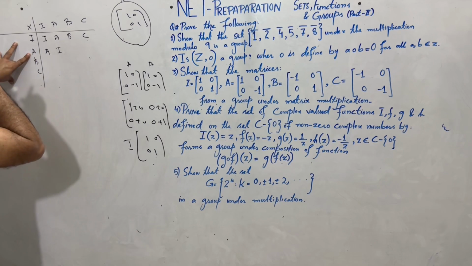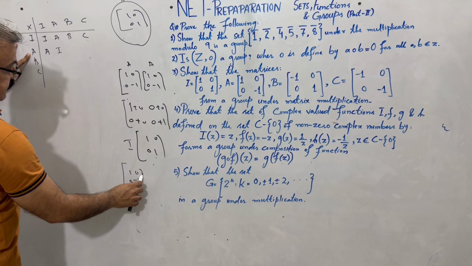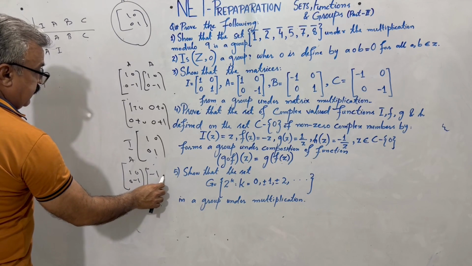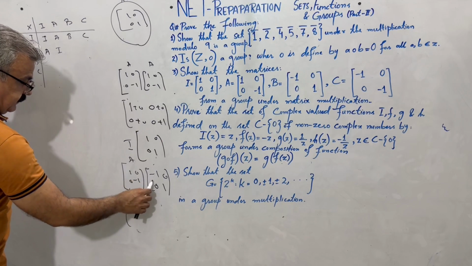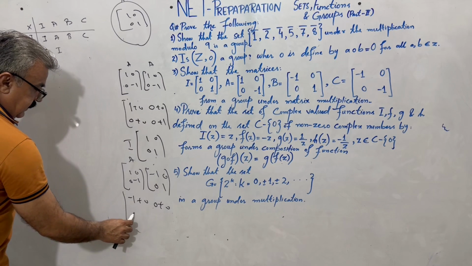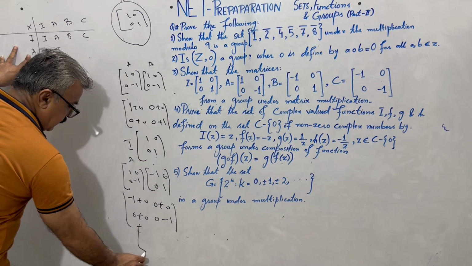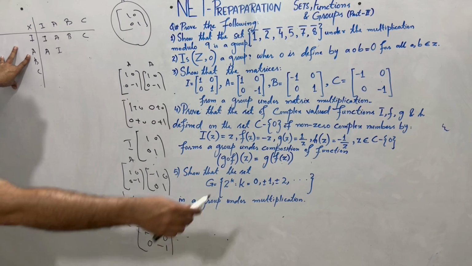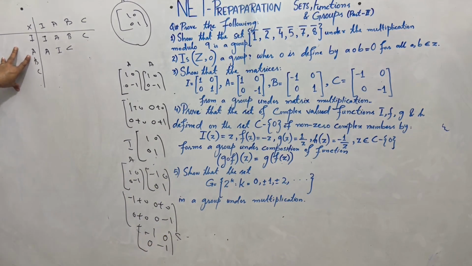Similarly, if I multiply A with B, my A is [1 0; 0 -1]. This is our A. What about B? We have [-1 0; 0 1]. Multiply them. 1 times minus 1 plus 0, same. 0 plus 0 here, it's 0, 0, 0 and it's our minus 1. We will get [-1 0; 0 -1]. Is there any matrix having this? It's equal to C. This is our C. We will get C.